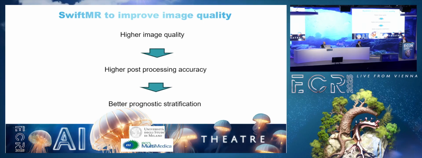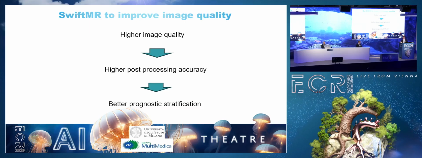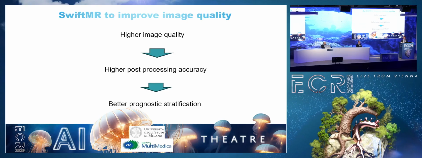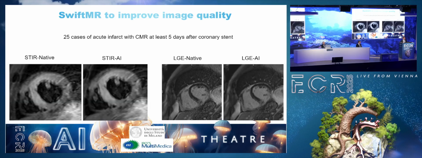But why do we need to test SwiftMRI in this context? Because the idea is that if we have higher image quality, we can have more accurate post-processing, so we can better depict the extension of the fibrosis and the edema. But the real clinical reason is that we would like to have a better prognostic stratification of these patients. So this is the reason why we would like to have high quality images and high quality post-processing evaluation. And I will give you a few examples of that.